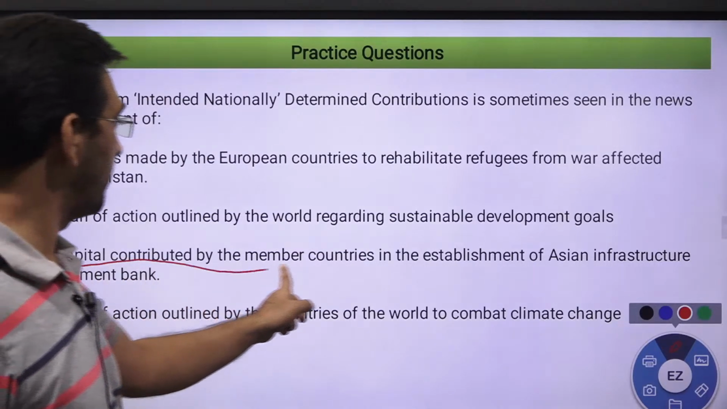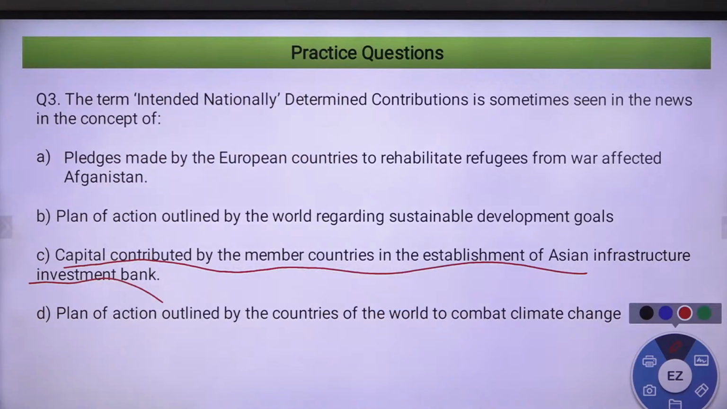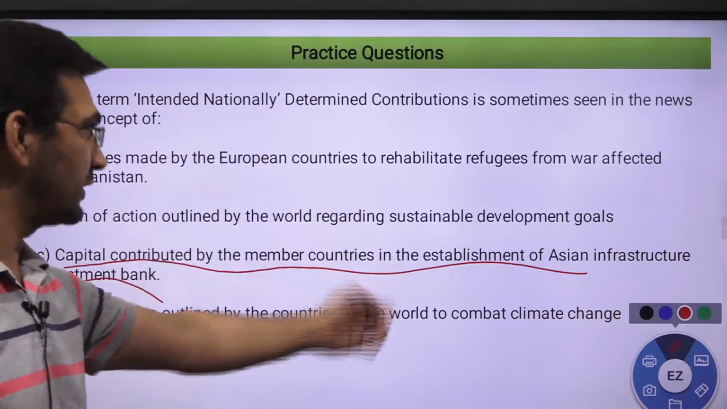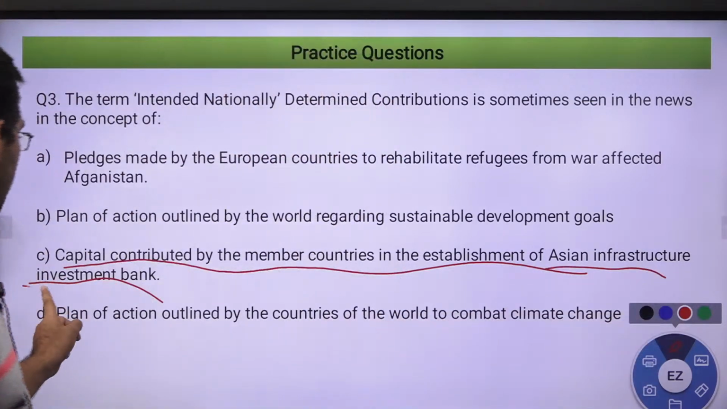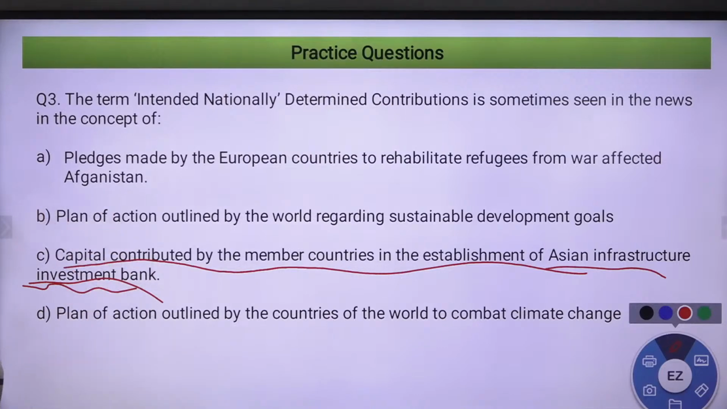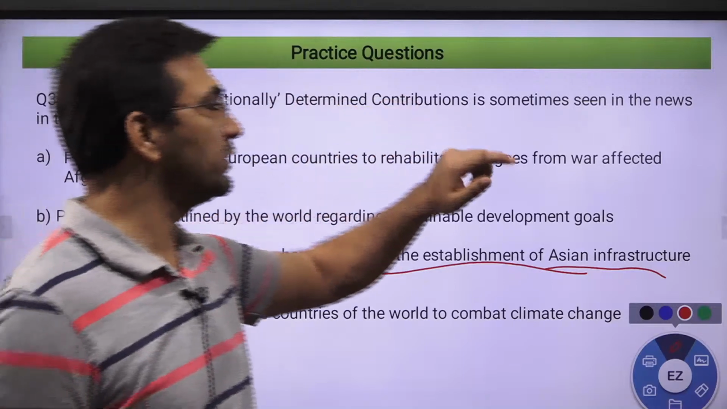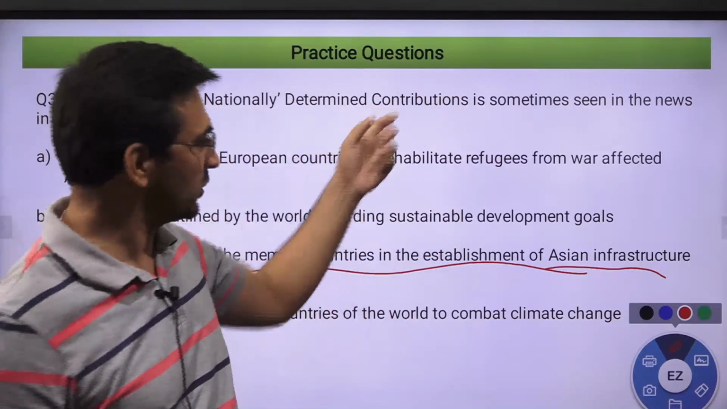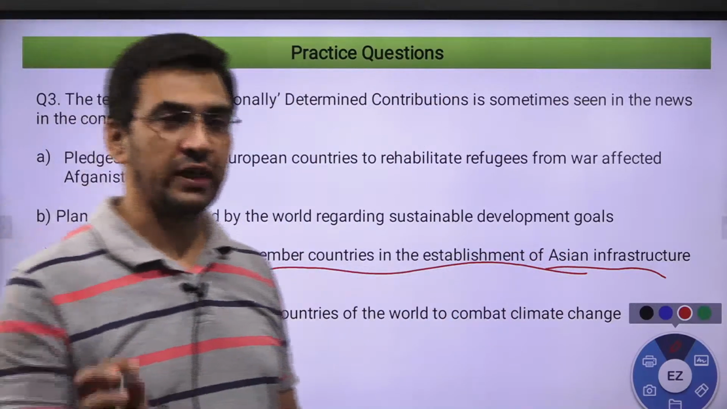Capital contributed by the member countries to establish the Asian Infrastructure Investment Bank, I cannot discuss that in environment; it becomes a current affairs or general studies question. So basically, this intended nationally determined contributions, from the term, if you have not heard of it, it looks like it may be something like contribution in infrastructure, but it's not that way.